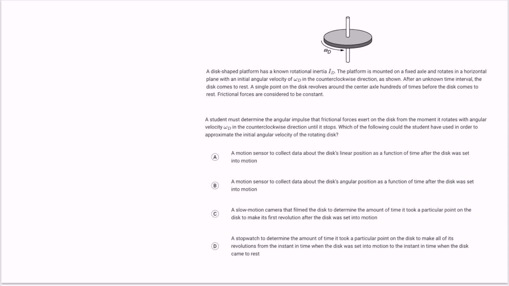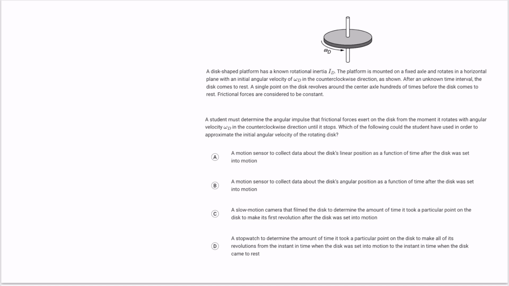Which of the following could the student have used in order to approximate the initial angular velocity of the rotating disc? All right, let's go through each one of these so that we understand how they work actually. A says a motion sensor to collect data about the disc's linear position as a function of time after the disc was set into motion. That's great, but in order to get the angular velocity, we're going to have to use a procedure that allows us to collect information about the angular position. In other words, the amount of radians it is traveling. So the linear position is not necessarily going to tell us that.